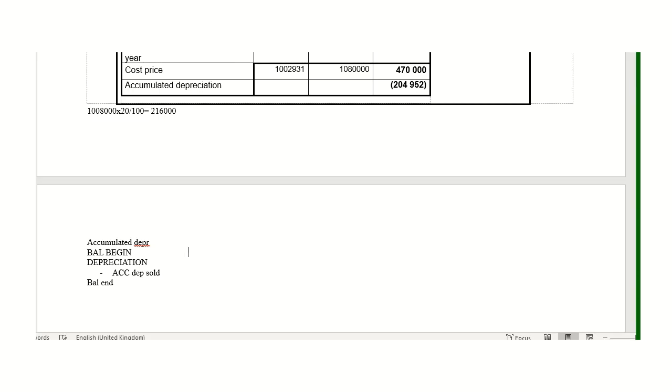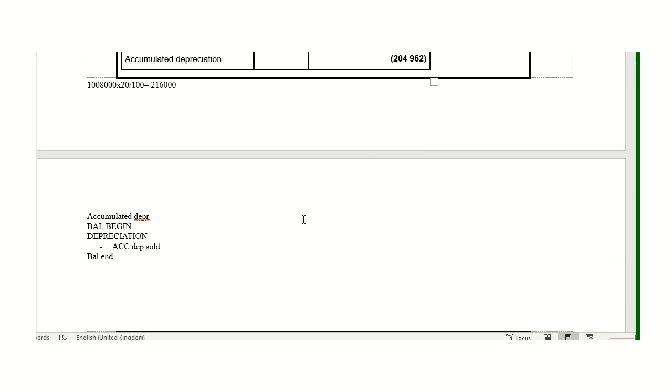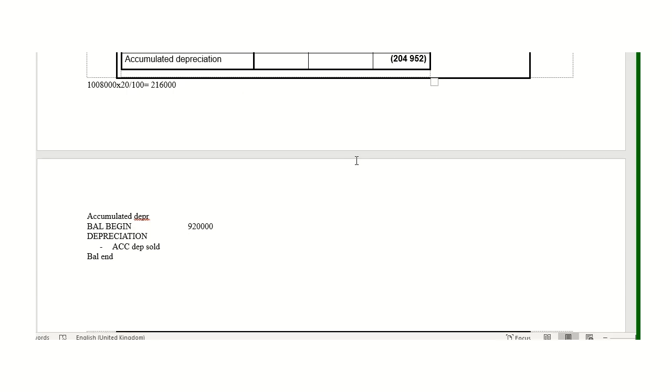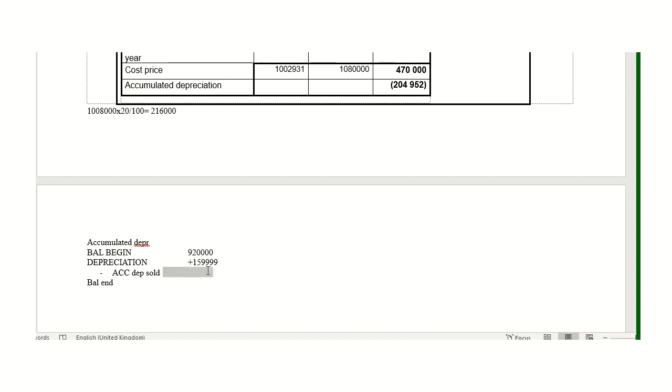So the balance at the beginning for accumulated depreciation was 920,000. The depreciation for the year was 159,999. I've got to add that to the balance at the beginning. And if I had any items that I sold, I must now deduct whatever accumulated depreciation there was. But there were no disposals for the items sold, so I can move on and calculate the balance at the end.